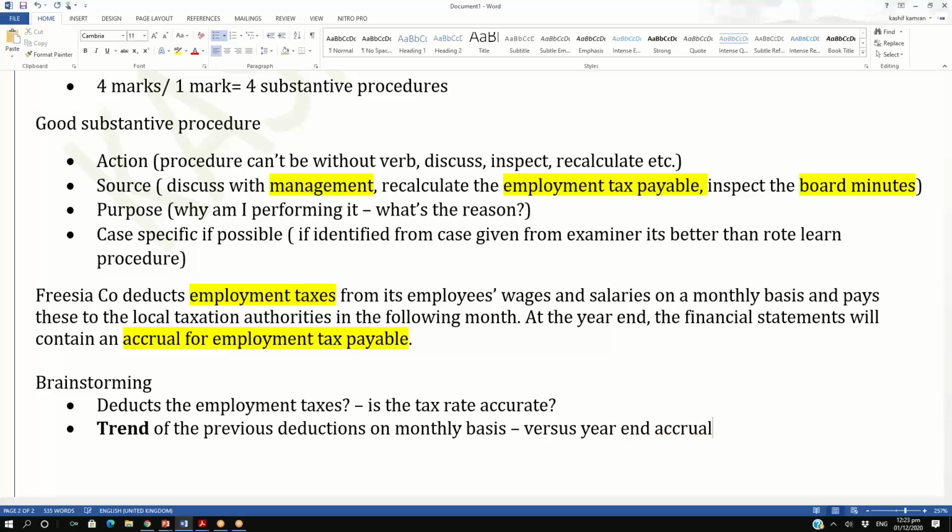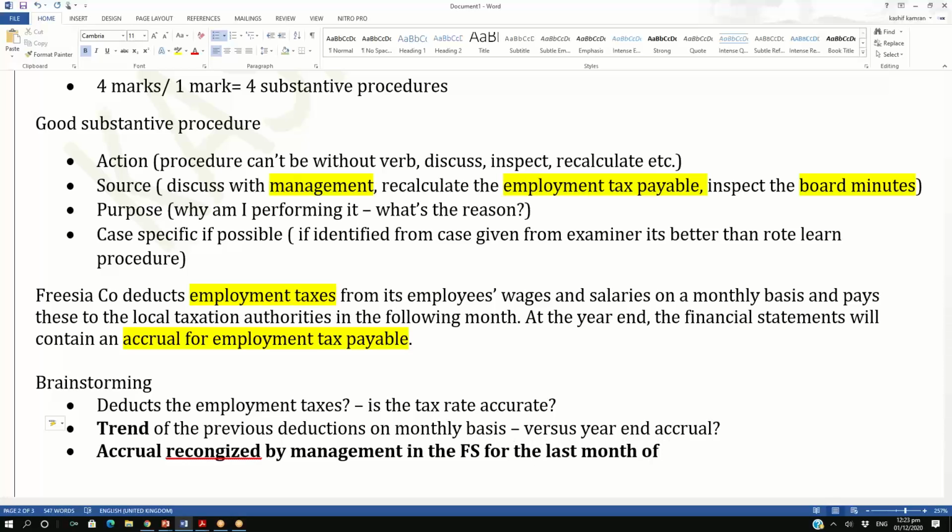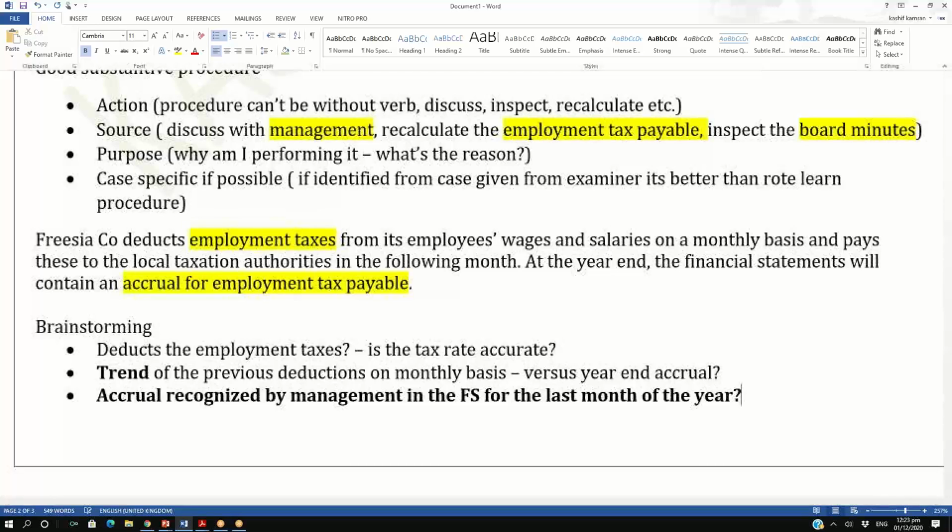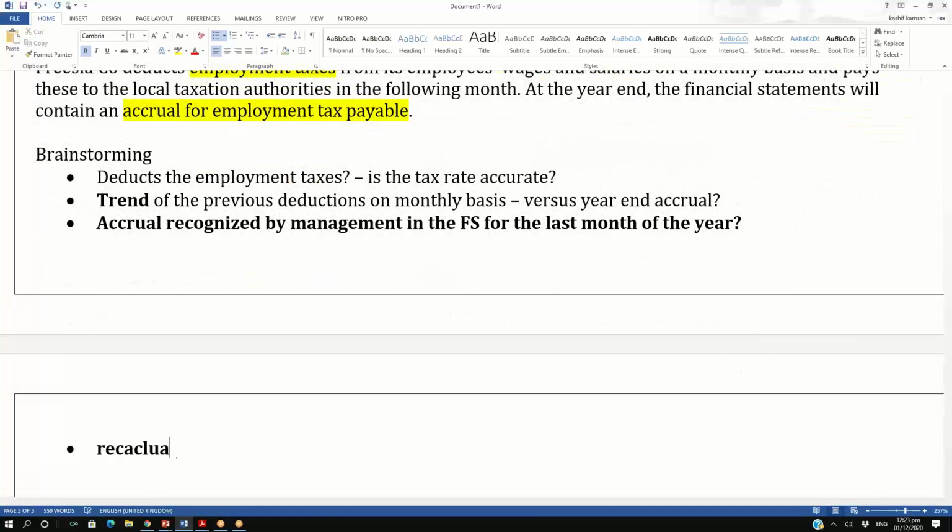Number three, I would be concerned about the accrual recognized by the management in the financial statement for the year end, for the last month of the year, which they will pay the next year. So management must have done their own working. And finally, I can have a recalculation of the accrual myself, to ensure the amount the management determined is accurate.